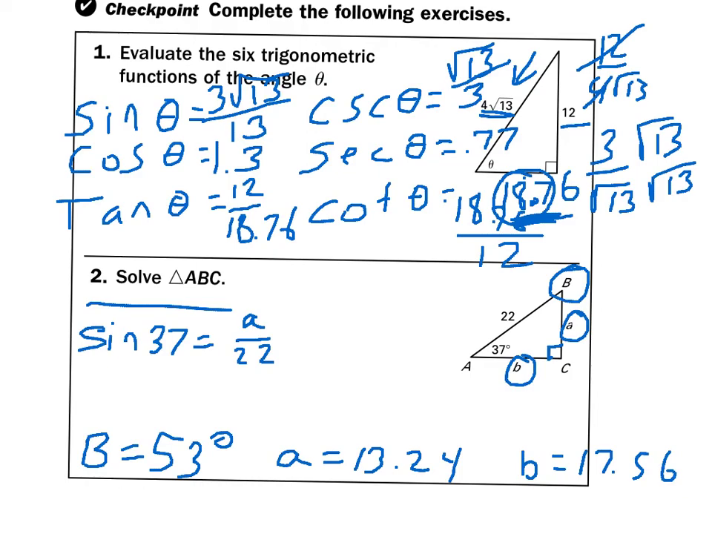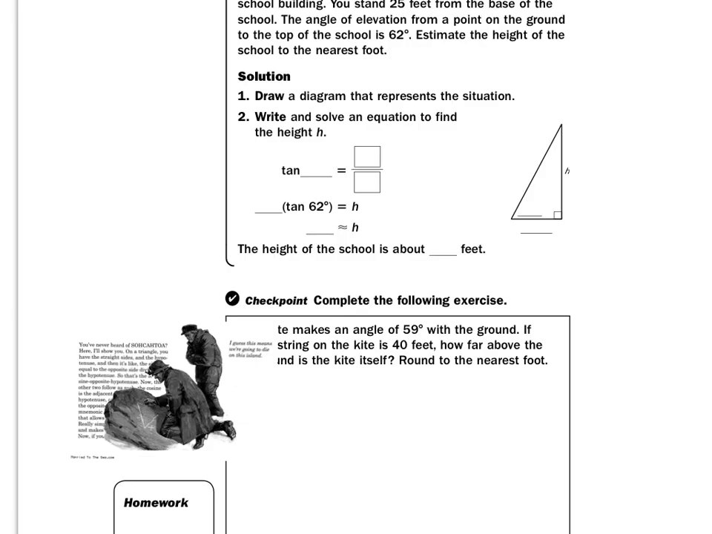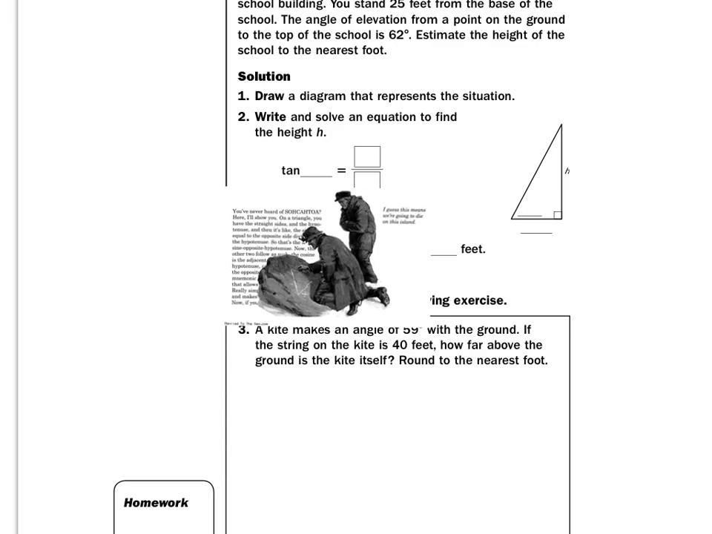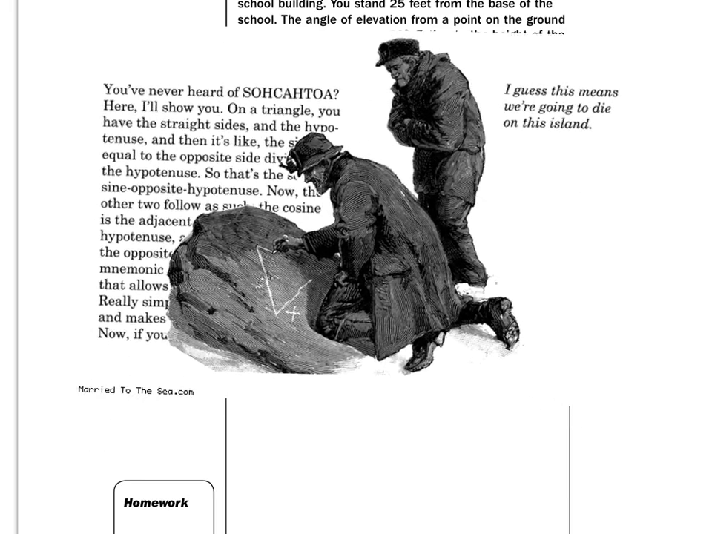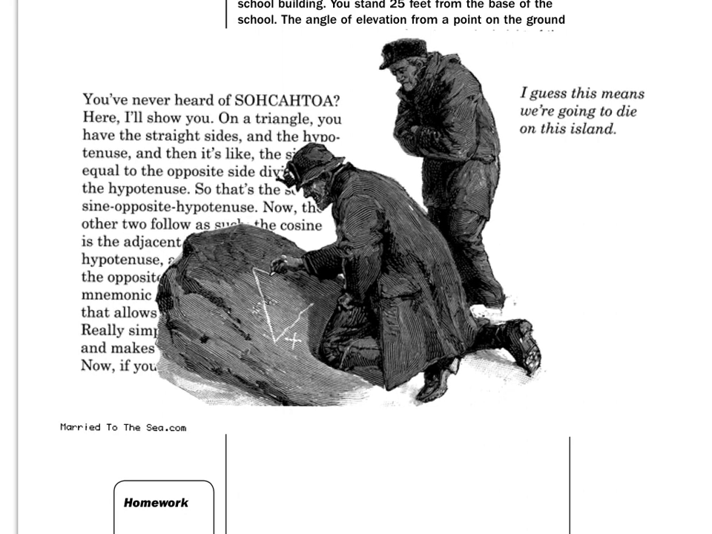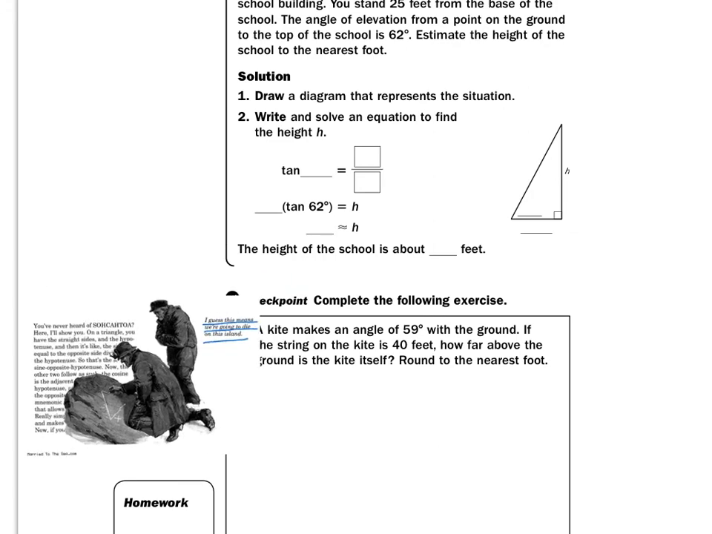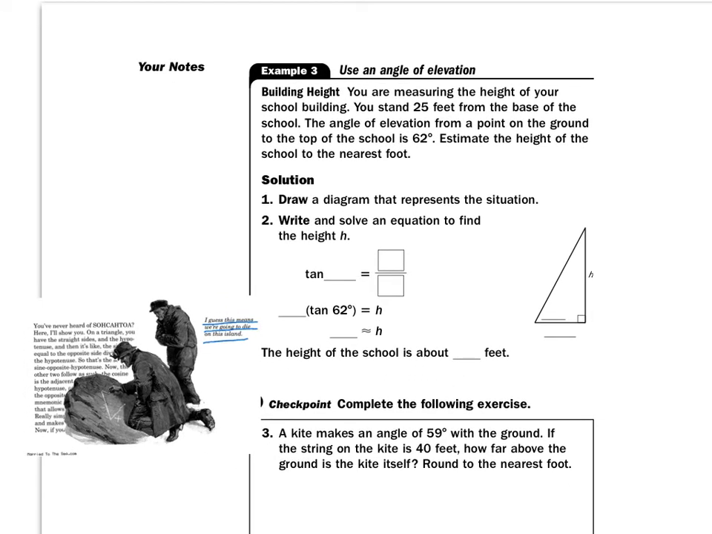Alright, last page. Let's break this up a little bit. I got these guys here. He said they're trapped on an island. It says, you never heard of Krakatoa? Here, I'll show you. On a triangle, you can do straight sides and the hypotenuse, and he's going on and on and on. And then over here it says, I guess this means we're going to die on this island. So I thought that was kind of funny. Maybe I'm just a dork math teacher though too.